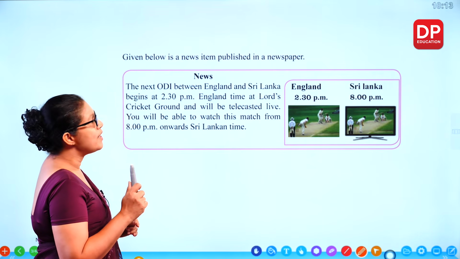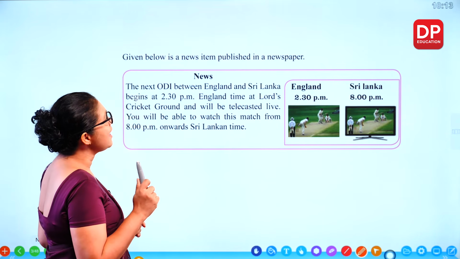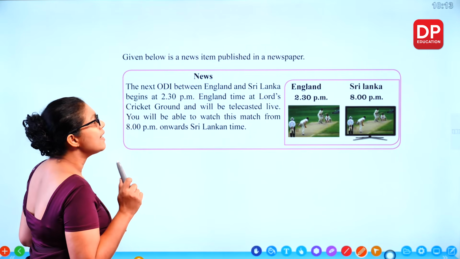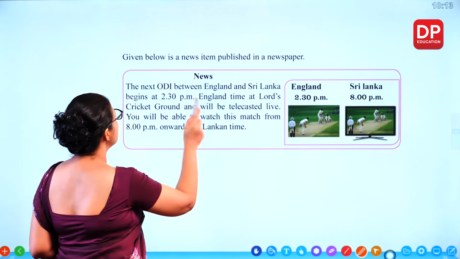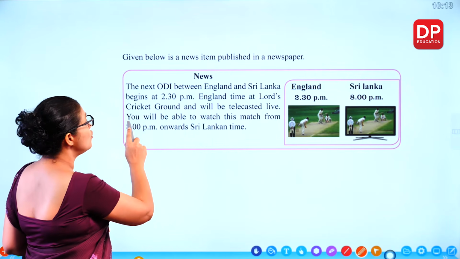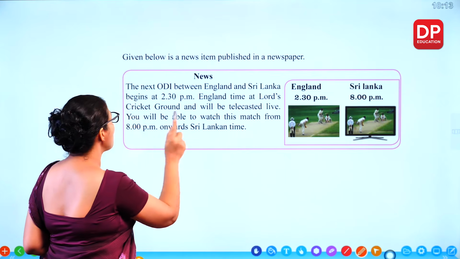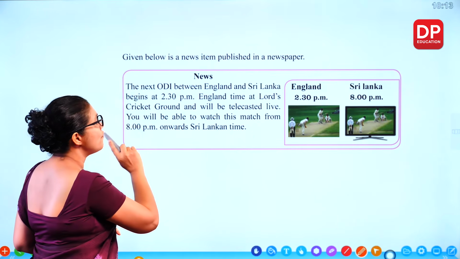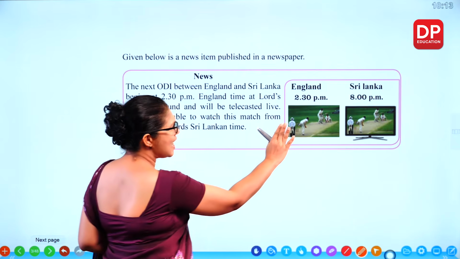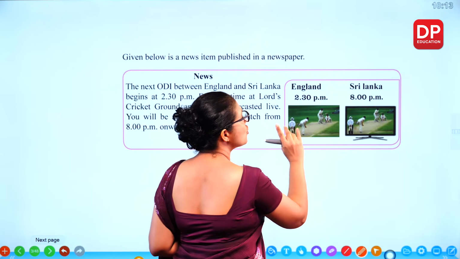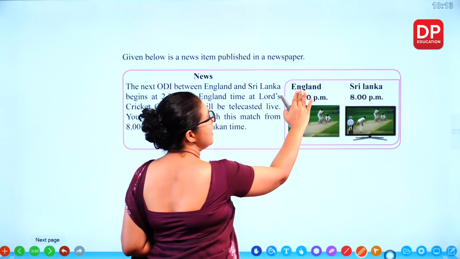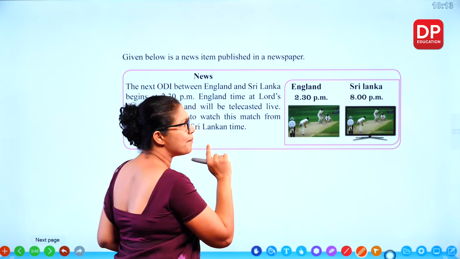The next ODI between England and Sri Lanka begins at 2:30 p.m. England time at Lord's Cricket Ground and will be telecasted live. You will be able to watch this match from 8 p.m. onwards Sri Lankan time. So what it says, this is the same match. You can watch live this one. England time, this is 2:30 p.m.